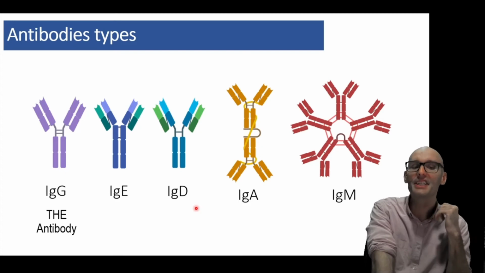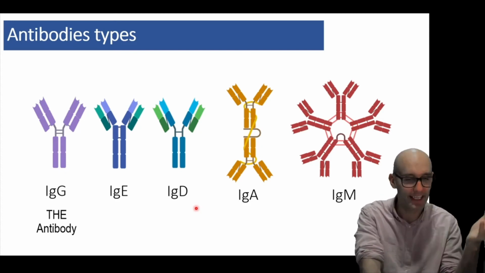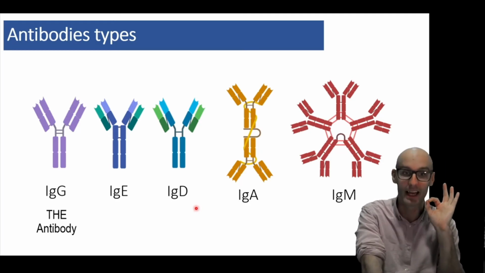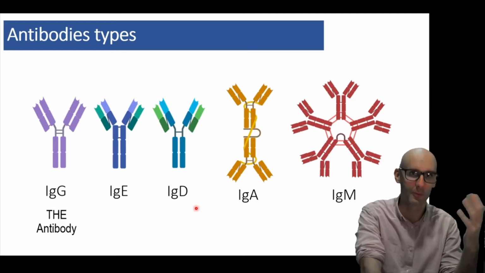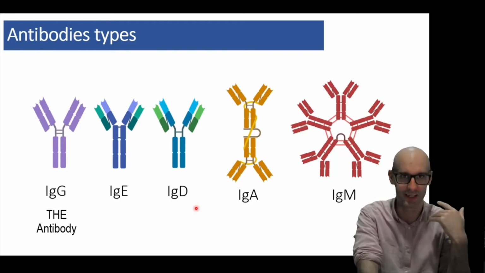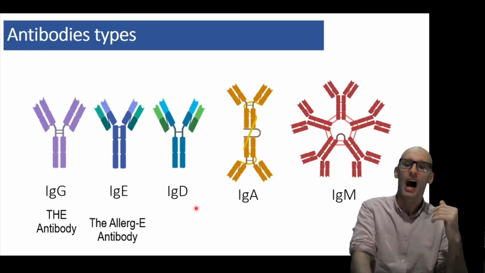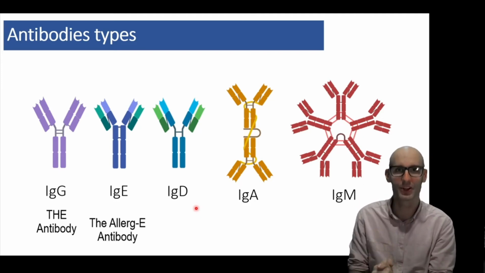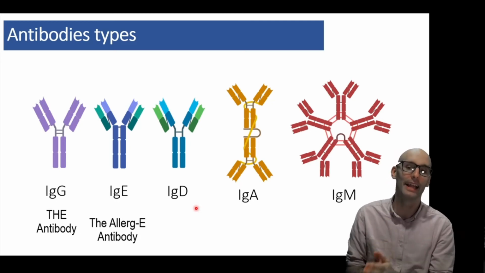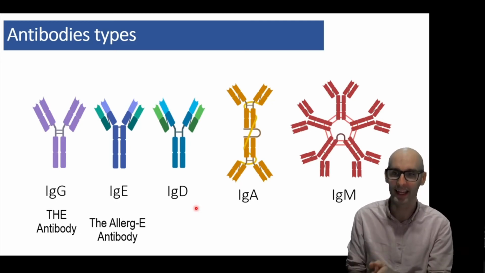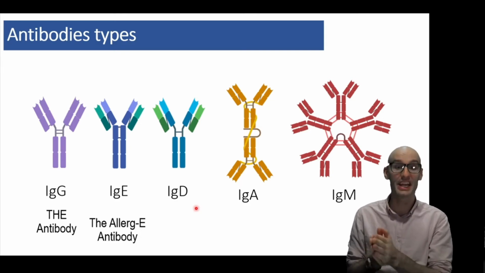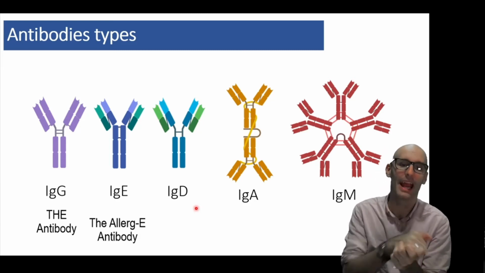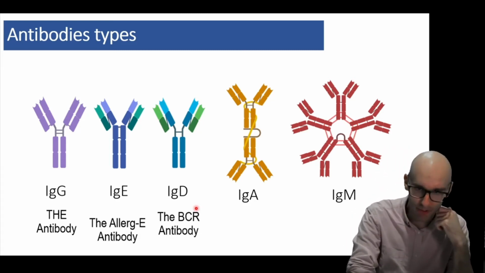So IgG is the antibody. When we talk about antibodies in the blood binding to viruses, we're talking about IgG. IgG is the super dude that helps cure you of those bloodborne pathogens and tissue pathogens. IgE, I call it the allergy antibody, because this is what's critical in allergies, and we will learn why that is. But the other thing IgE is really good for is parasites. So IgE is the allergy antibody as well as the parasite antibody.